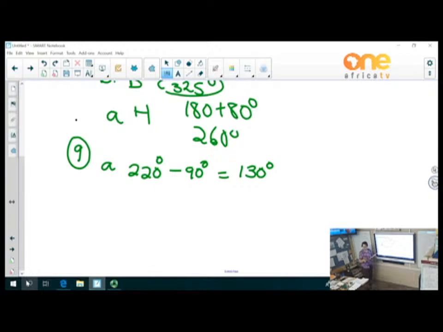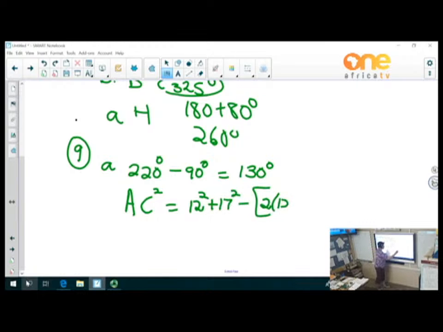Now, if you look at the picture, AC is the third side, isn't it? So I'm going to say that AC squared is then equal to 12 squared plus 17 squared minus, in brackets, 2 times 12 times 17 cosine, and which angle are we using now here? 130 degrees. The 130 degrees.